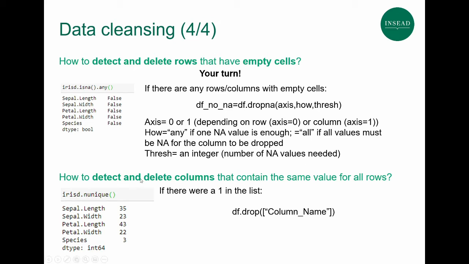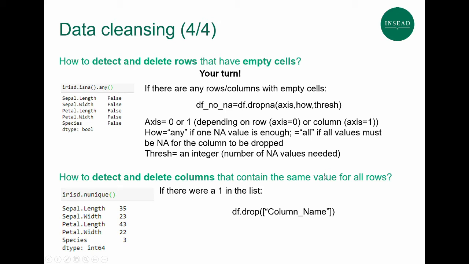Now, how do we detect and delete columns that contain the same value for all rows? Very easy to do. You just type in irisd.nunique(). And this essentially counts the number of unique values you have for each possible feature. So for example, here species, I only have 3 possible values. Now, if there was a 1 in this list, then this means that for that feature, every single observation has the same value. Then you would just go ahead and drop that particular column by using df.drop with columns equal to this column name. Okay, so for example, species here.